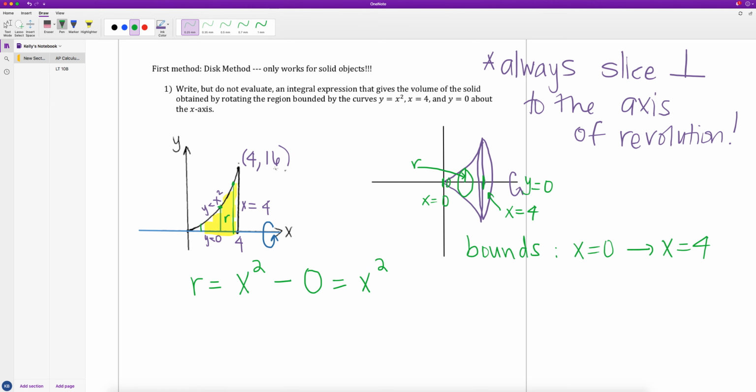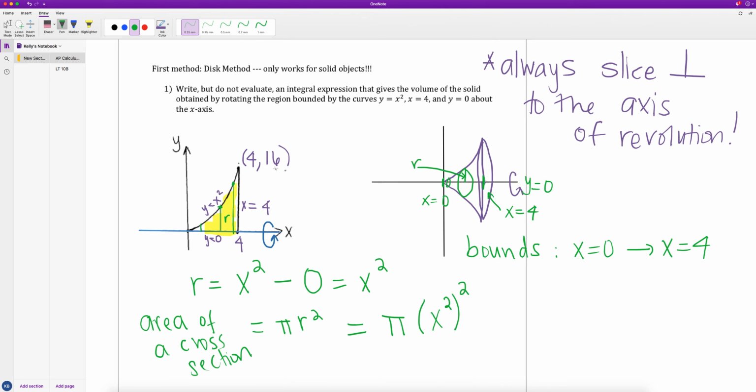I have my bounds, I have my radius. What I need is the area of my cross section. So if I'm going to find the area of a cross section, I've got to think about what this shape looks like. Well, when I drew the cross section over here, my cross sections are actually going to be circles, and they're going to be solid filled-in discs. Well, the area of that is going to be pi r squared, because that's the area of a circle. I know what my radius is already, so for this example, the area of my cross section is going to be pi times x squared, squared, or if I want to simplify that, it will be pi times x to the 4th.